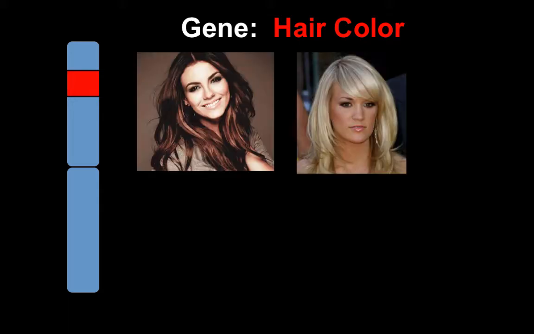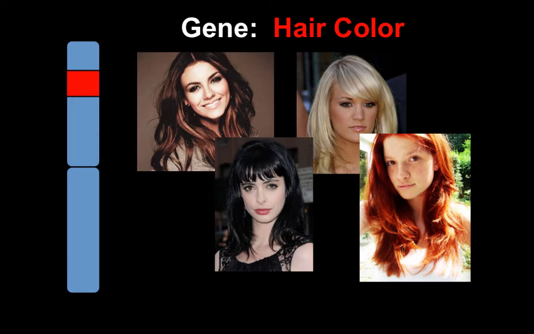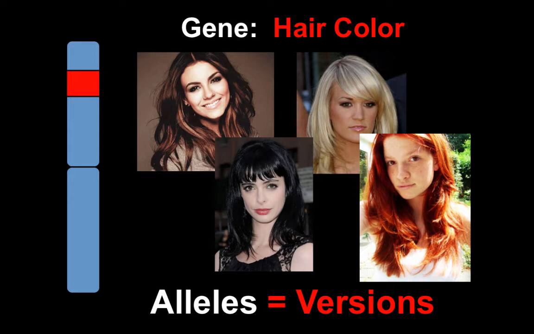So let's take a gene like hair color. Now, you should already know we all don't have the same hair color. We have brown hair, blonde hair, black hair, red hair. We have all different types of hair color. So how does a gene for hair color make all of these different ones? Well, it turns out we have different versions of those genes, and we call those different versions alleles. Each allele has a slightly different DNA sequence and will make a slightly different physical trait.